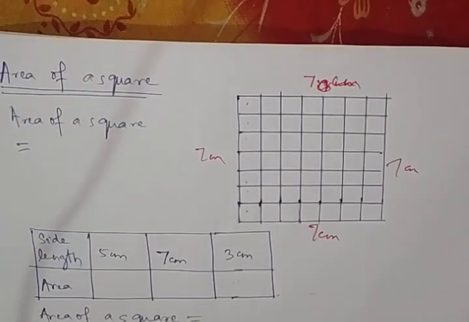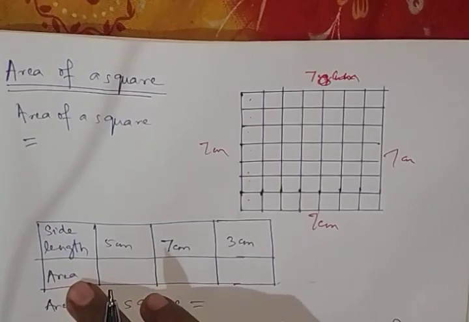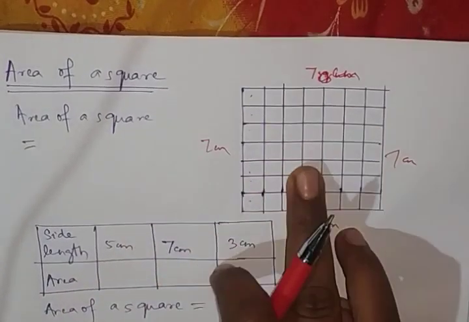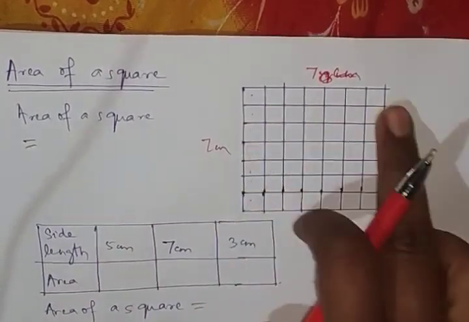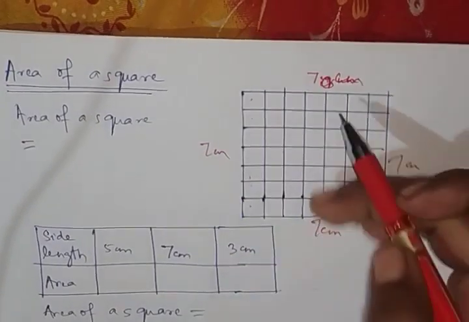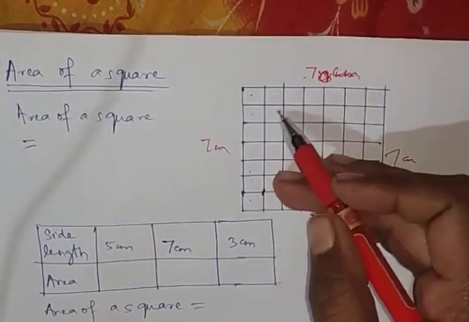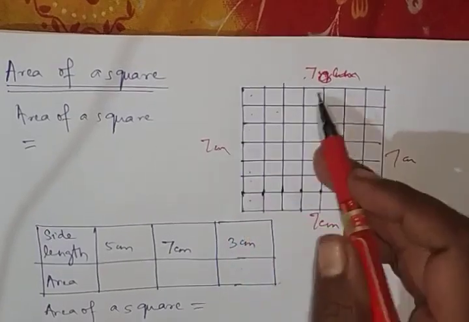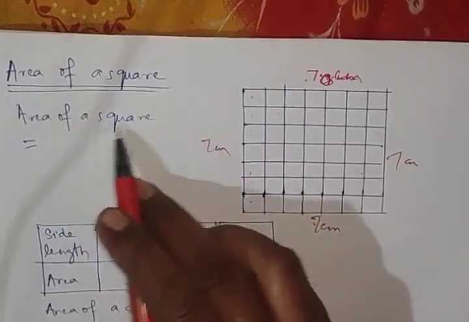So now we will find out the area of square. You know what a square is. Square is a closed polygon whose all 4 sides are equal. So here this is a square whose each side is how much? 7 centimeter. So area of square.